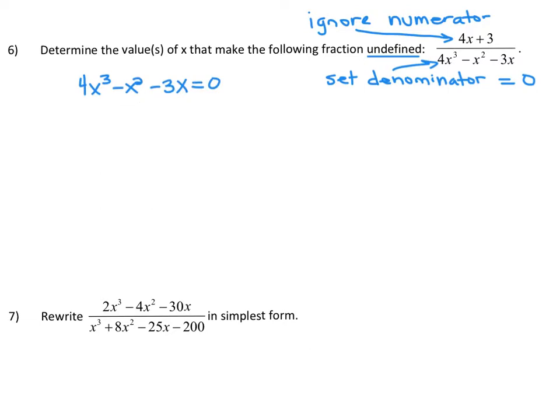I took the denominator, set it equal to 0. Now, in order to solve this, we're just going to factor and then make a t-chart. So to factor this, the first thing we say is, can I factor out a greatest common factor? Which, yeah, we could totally do that. We could pull out an x, which leaves us with 4x squared minus x minus 3 equals 0. Okay, so we just pulled an x out of each of these terms.